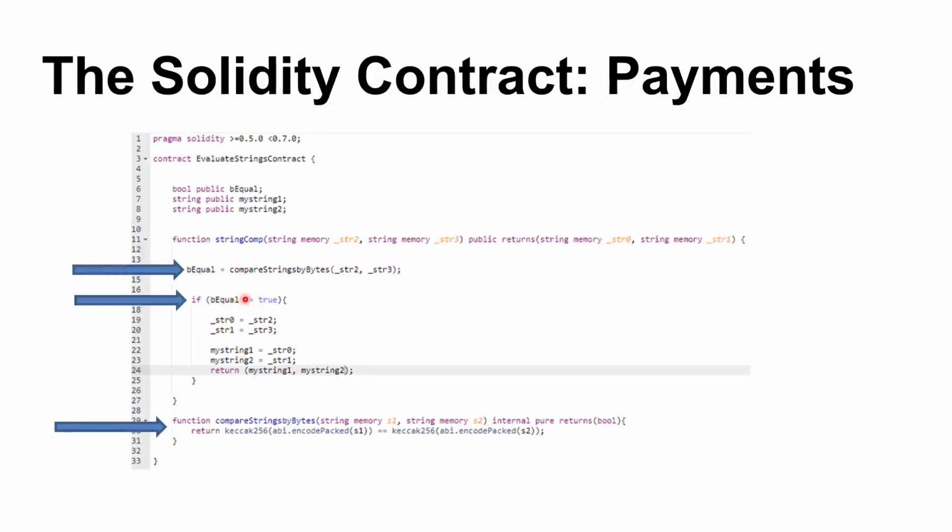If we take a look here, we can see how strings are compared. So we have two separate strings, and we're passing in two separate strings, and then we're using an ABI specification here to compare the hashes of these two strings. If the hashes are identical, the strings are identical.